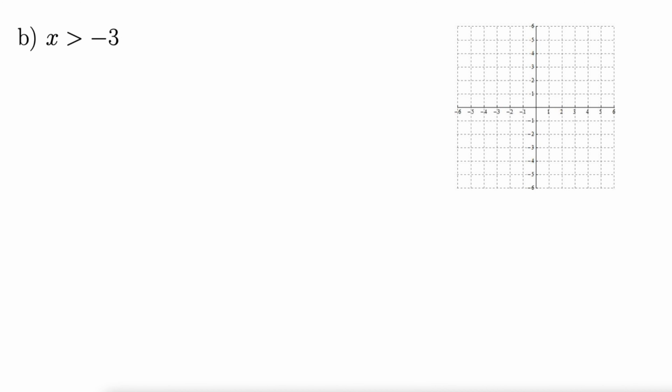Let's try another one. In this example, we have x greater than -3. So again, we're working in "two variables." In one variable, this would just be a shaded region on a number line, like we've done in the past. But here we have two variables, x greater than -3. So we're shading on a plane here, so it's kind of a strange situation. Remember, anything of the form x equals c is a vertical line. So that includes x equals -3.